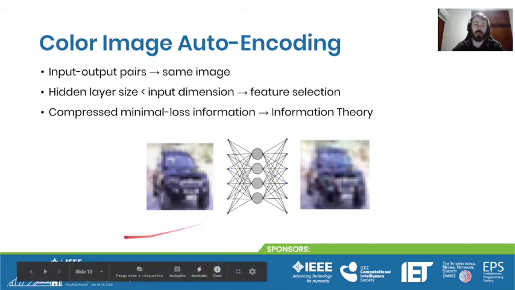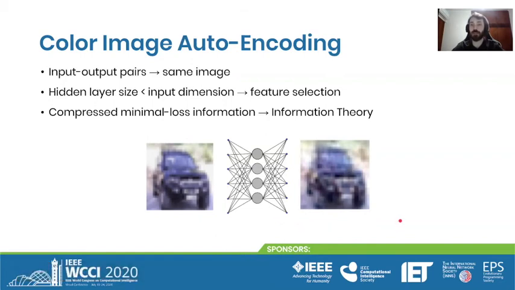For example, they have to take a higher dimensional object, in this case the image, compress it into a lower dimensional space, the neurons in the hidden layer, and then reconstruct the original object from fewer parameters. This is extremely important in information theory because it allows us to share compressed information with minimal loss.